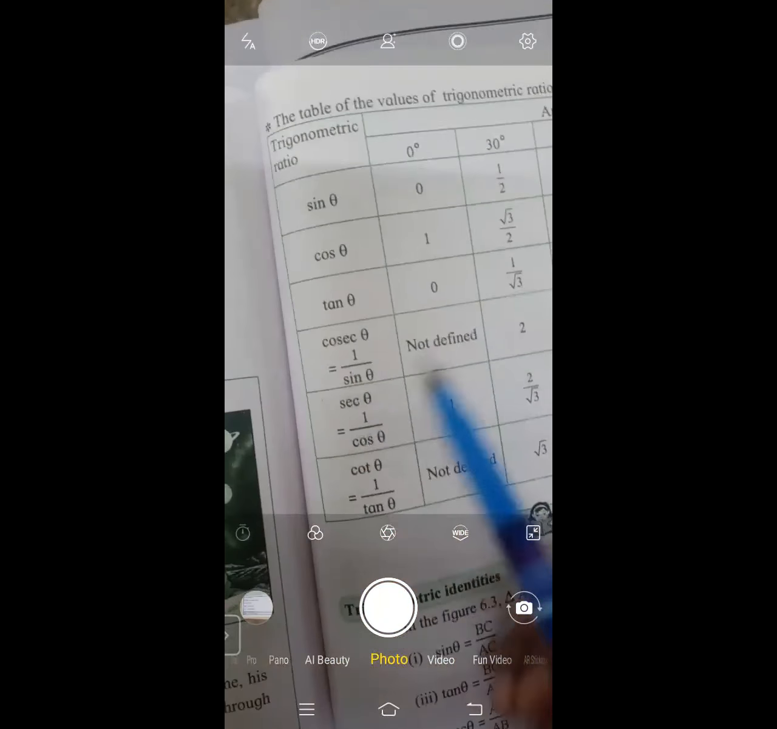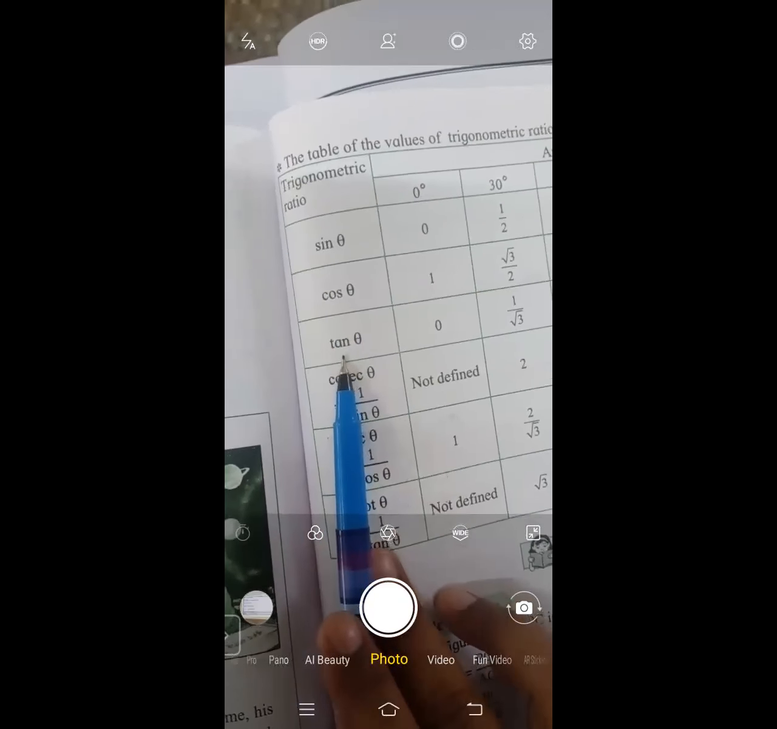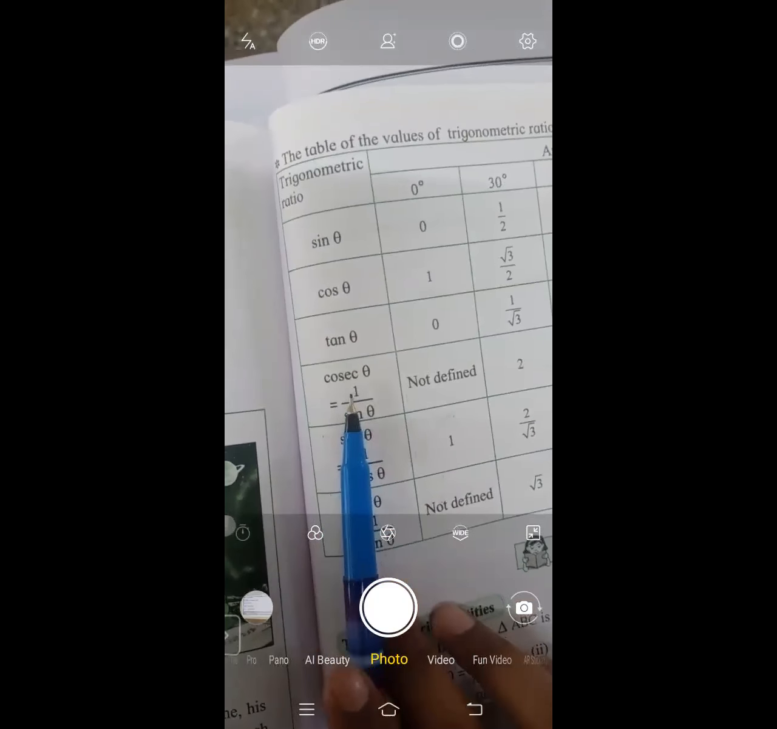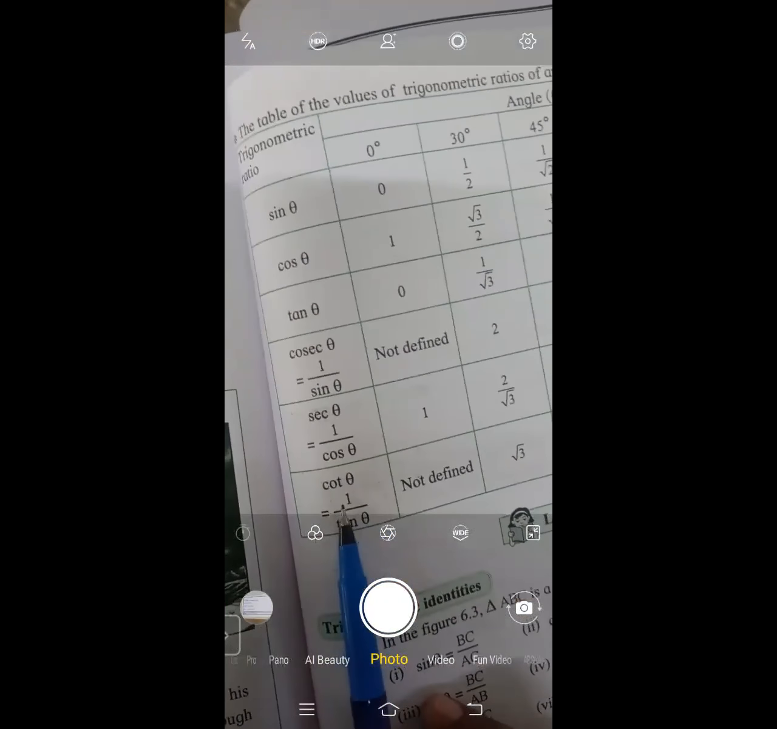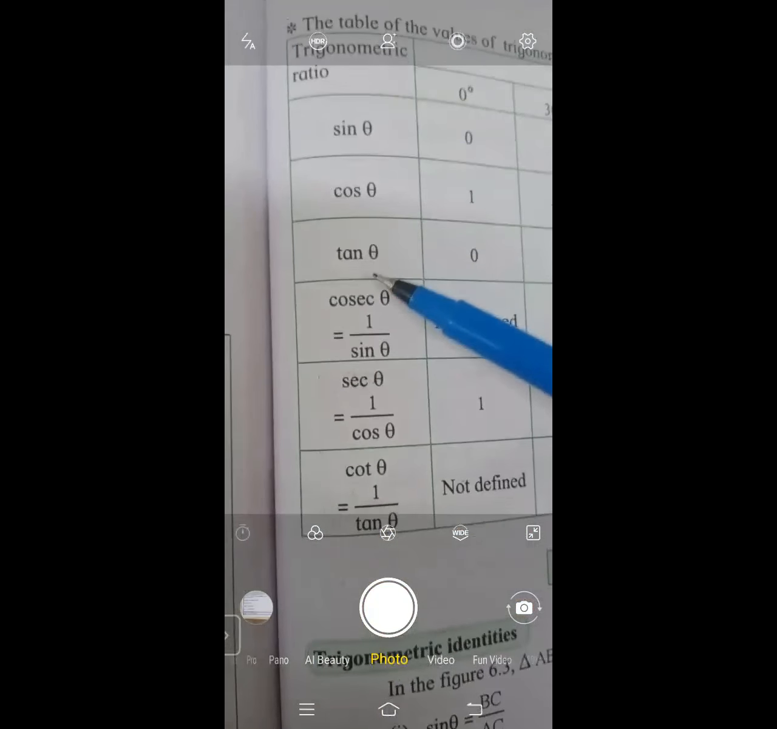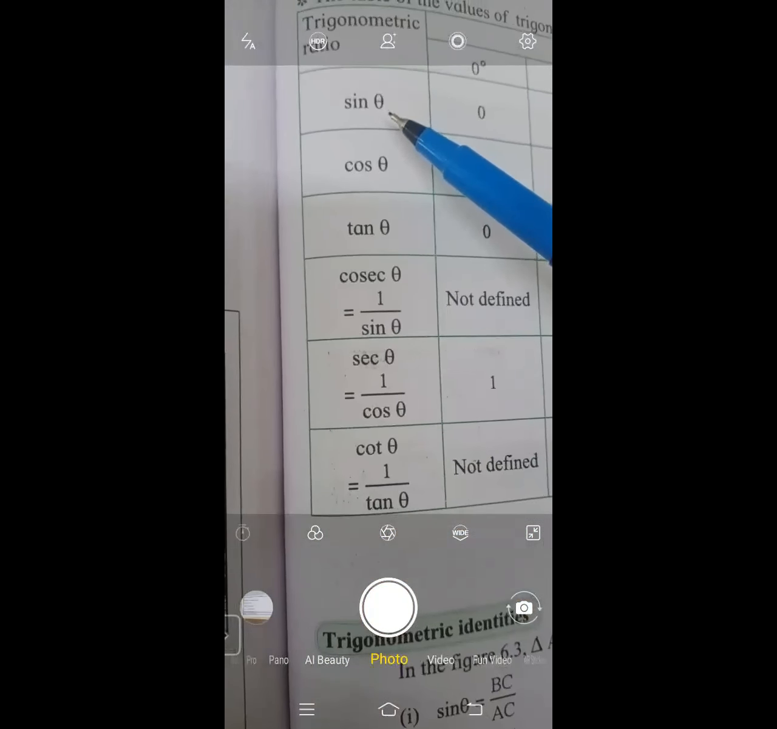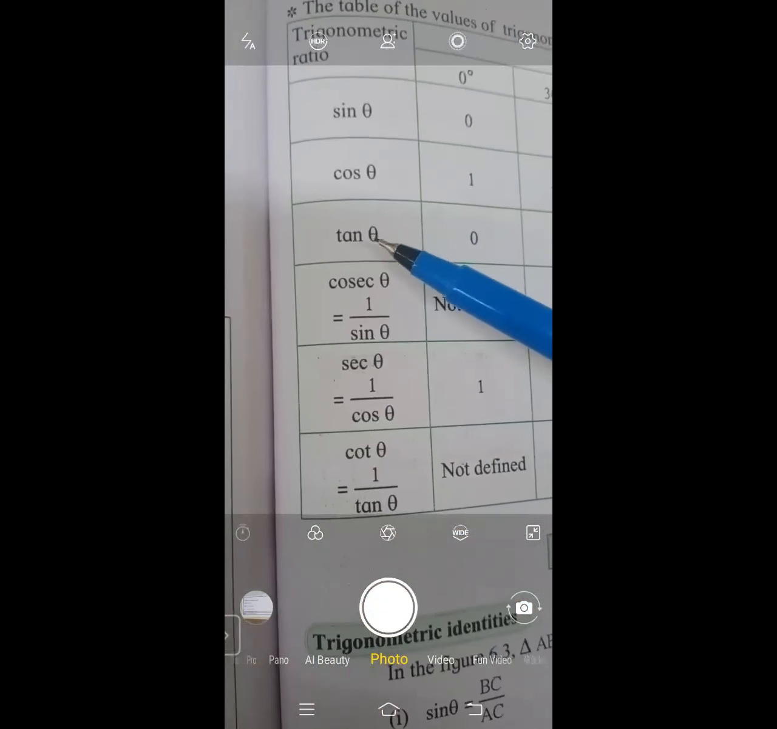Then all the trigonometric ratios which we have studied: sine theta is the first, then cos theta, tan theta, cosec theta, which equals 1 upon sine theta, sec theta equals 1 upon cos theta, and cot theta equals 1 upon tan theta. If you see this properly and try to find a relationship in them, you will see that first we have taken sine theta, cos theta and tan theta. These are the three basic ratios.